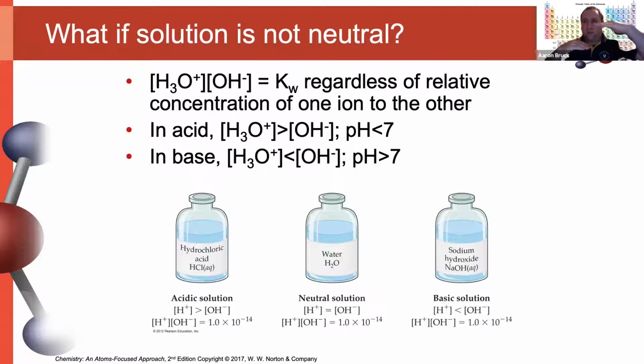If we get into more basic solutions, the balance starts to tip the other way. We have higher hydroxide concentrations and lower hydronium concentrations. Then we're going to see that the pH trends upward above 7. But notice that in all of the cases, our value for Kw does not change in any of them, whether they are acidic, basic, or neutral. That's an important thing to remember.